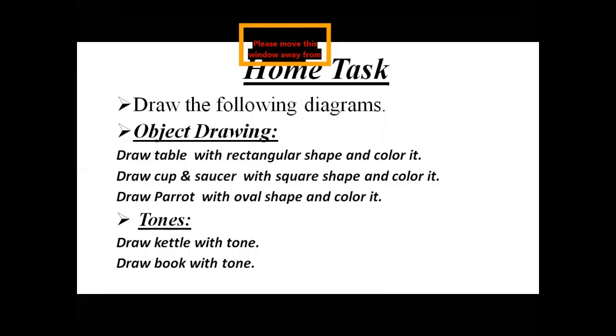Okay, home task. It's time for sharing the home task. You will draw the following diagrams. First of all, you will draw object drawings. The question is: draw a table with rectangular shape and color it. The next is: draw a cup and saucer with square shape and color it. Draw a parrot with oval shape and color it.